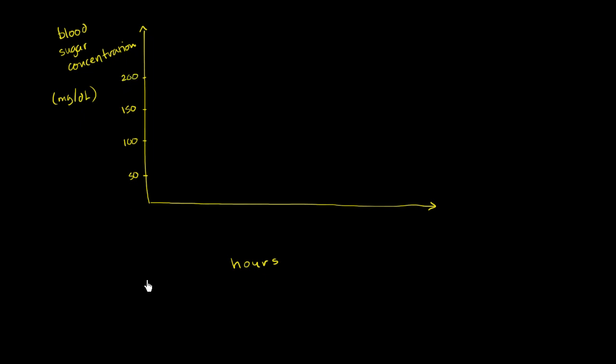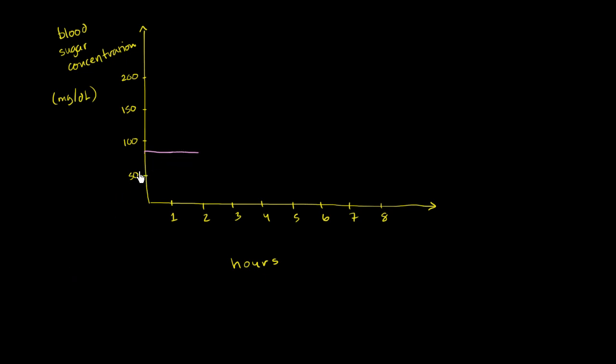So let's think about what would happen for a normal person. Let me mark some hours over here. So hour 1, 2, 3, 4, 5, 6, 7, 8. That's probably good enough. So a normal person, when they haven't eaten anything for a long time, let's say greater than 8 hours, their fasting blood sugar will be right around 80 milligrams per deciliter, give or take a little bit. There's a range around that, but I just want to show you what would happen to a normal person. So at 80 milligrams per deciliter, their blood sugar should hopefully be right around there.